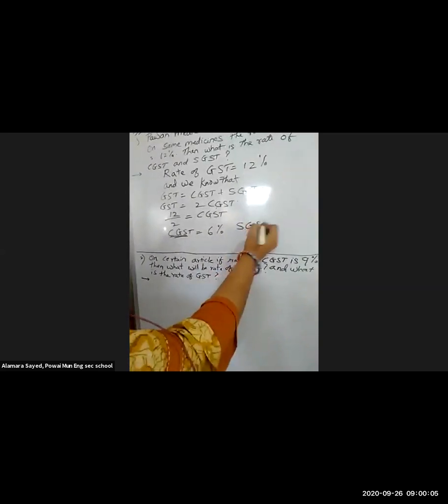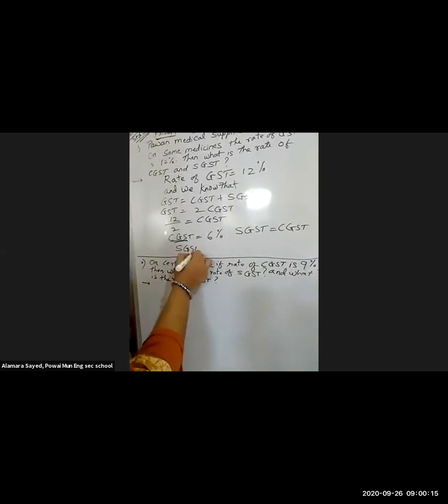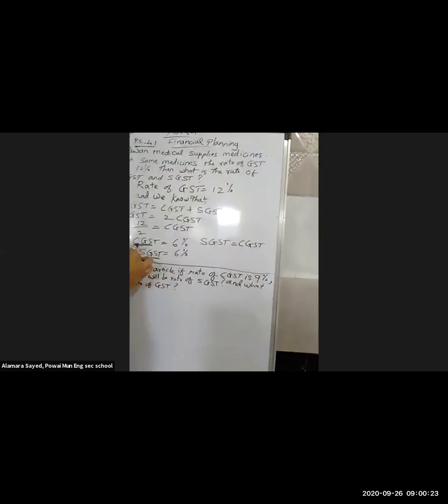In the same way, now that we have found CGST as 6%, we can say that SGST is equal to CGST. We know that last time we have seen that SGST is equal to CGST. So we can say that SGST is also equal to 6%. What is asked in the question? CGST and SGST. So we have already found CGST and SGST here.